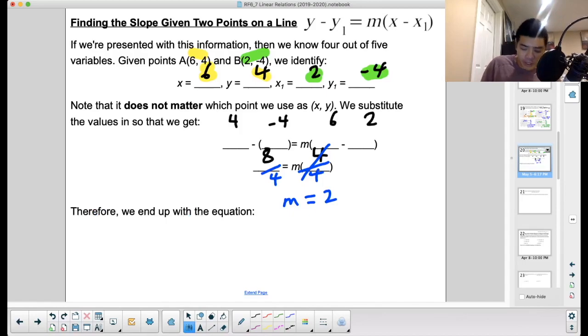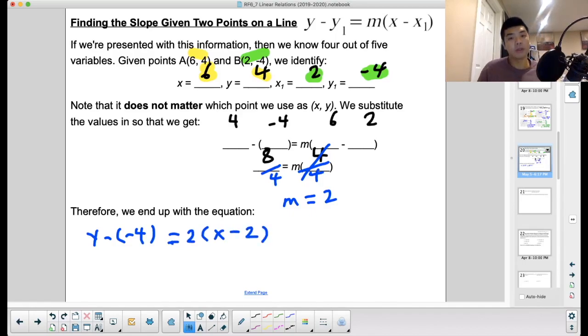So our final equation that we get is y minus negative 4 is equal to 2 times x minus 2. I can simplify this a little bit. When you subtract a negative 4, we end up with y plus 4. We have y plus 4 is equal to 2 times x minus 2.